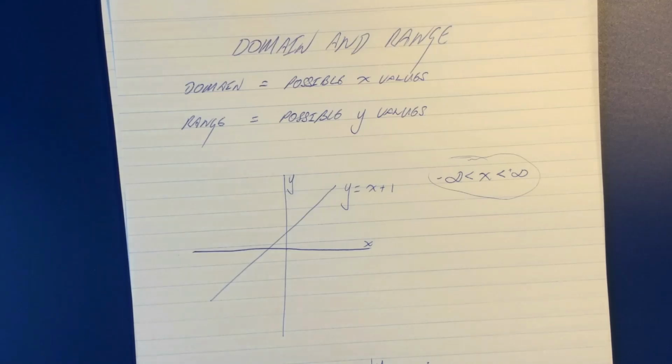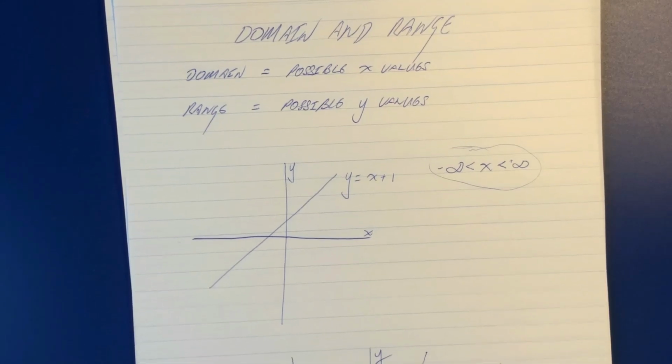Now, that is usually, but not always, the case with linear functions. It is possible to place a restriction on the domain or the range, and we'll get into that a little later. Now let's have a look at another function.